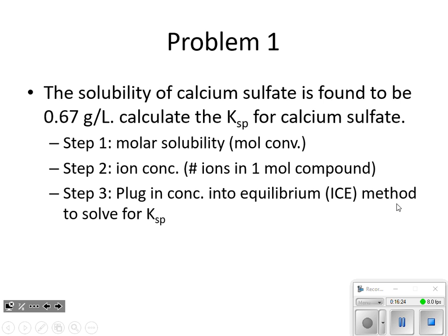What I'd like to do is just talk you through this slide, and I'm going to go to Smart Notebook and solve the problem for you. If you wrote down anything, the first bullet point: calcium sulfate has a solubility of 0.67 grams per liter. If I gave you that value, you could solve for the K value of calcium sulfate. So one type of question that you could see is me giving you the solubility and asking you to solve for K.